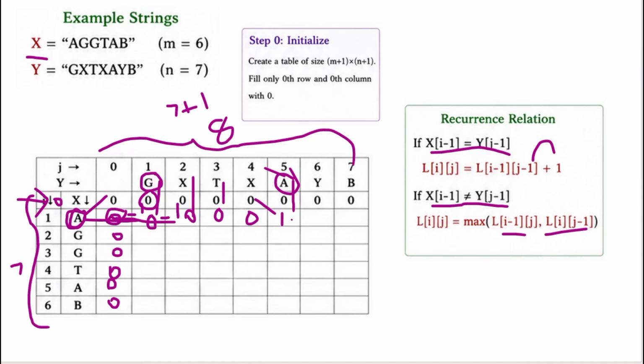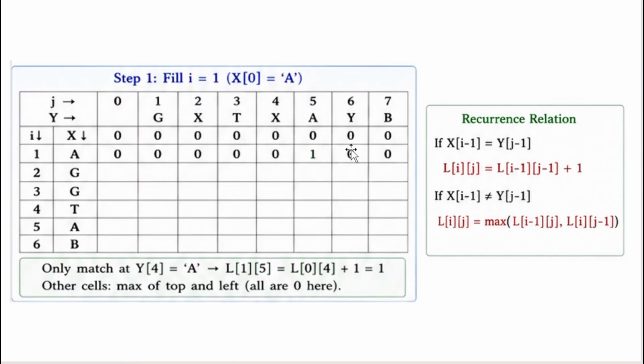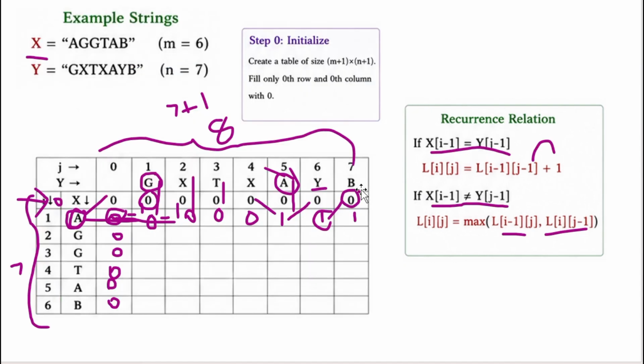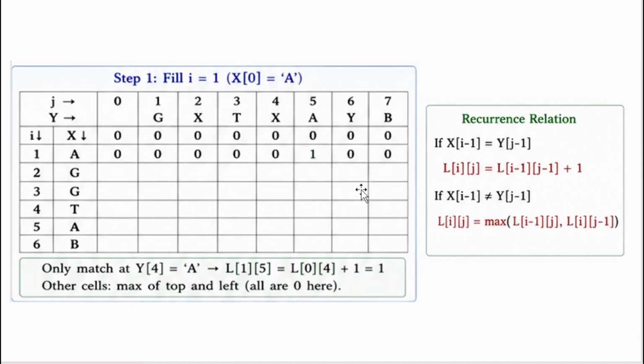Clear? Here not a match. So here Y, here A, not a match. Compare the top and left values. Which one is maximum? 1 is maximum. Put that value here. Here also not a match. Just check the top and left values. Which one is maximum? Put that value here. Clear? So likewise we fill the first table here. Clear?